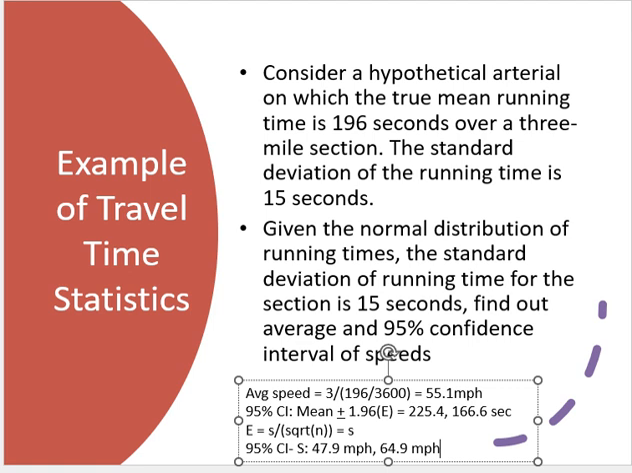Now, when you wanted average speed, you did distance upon average time, right? Yes. Now I need the 95% confidence level of speed. So I will do distance upon the confidence level of time. Okay? Everybody? Clear?